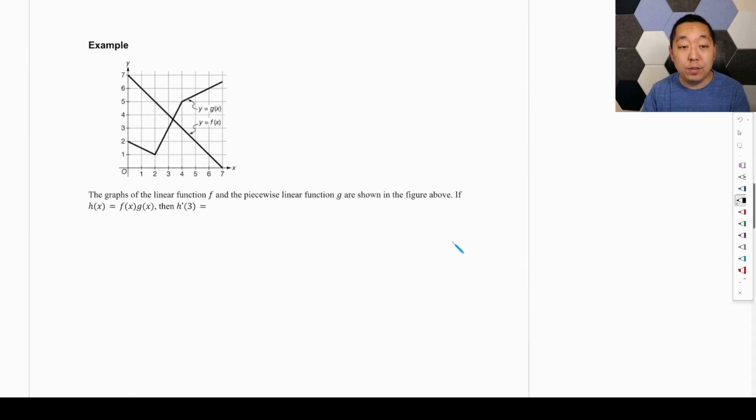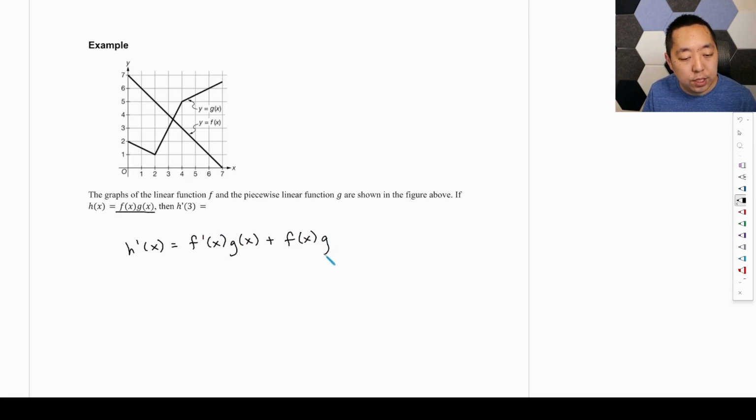Sometimes we've got to look at graphs or things like this. The graphs of the linear function f and piecewise linear function g are shown. h of x is f times g. What's h prime of 3? Well, h prime of x, first we compute the derivative, just using our product rule. Derivative of the first one times the second one, plus the first one times the derivative of the second one. So h prime of 3 is going to be literally plugging 3 into this expression. So first I always get the expression, and then I plug in values.